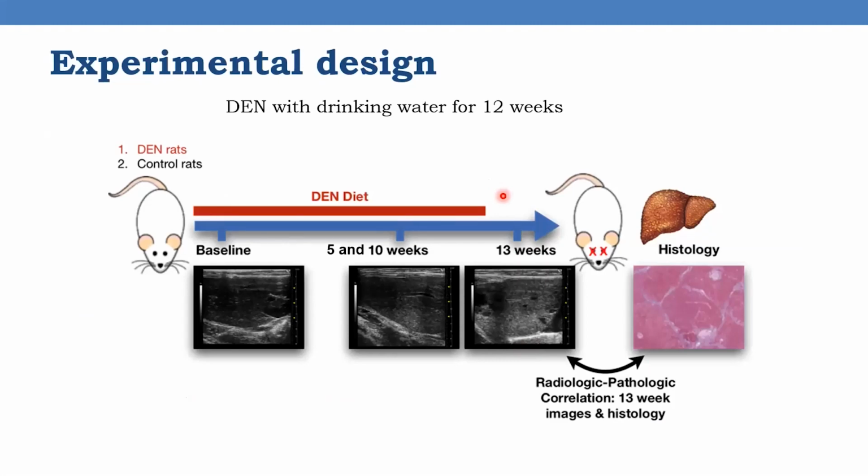The rats that were used in our studies were given DEN in their drinking water for 12 weeks. During this time, multiple imaging sessions were conducted to scan the liver at different time points: baseline, 5, 10 weeks, and then 13 weeks. Following the imaging sessions, we sacrificed the animals for histopathology validation.